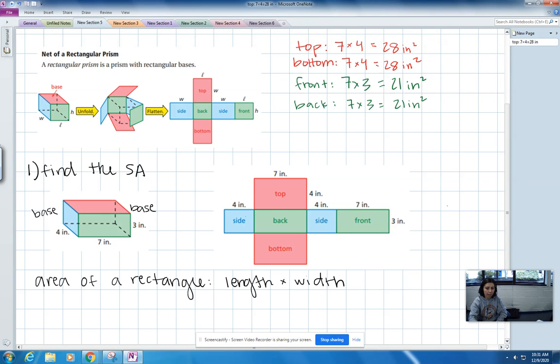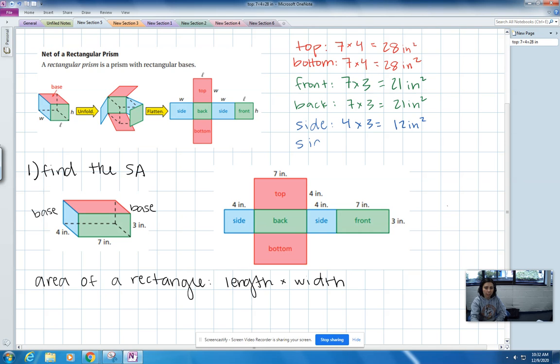Finally, we're going to find the area of both of the sides. Both of the sides are in blue because they have the same measurements. They are the same exact rectangle. So we're going to multiply the length and the width, 4 times 3. I know there isn't a label here, but if we look all the way over to the end, we see the 3 inches right there. So length times width, 4 times 3, which makes 12 inches squared.